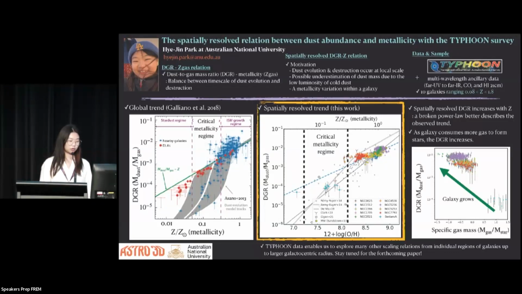The spatially resolved trend of these two parameters shows a correlation between them, and a broken power law better describes the observed trend. Also, as a galaxy consumes more gas to form stars, the DGR increases. So Typhoon data enables us to explore many other scaling relations from individual regions of galaxies. So stay tuned for the forthcoming paper about this. Thank you.